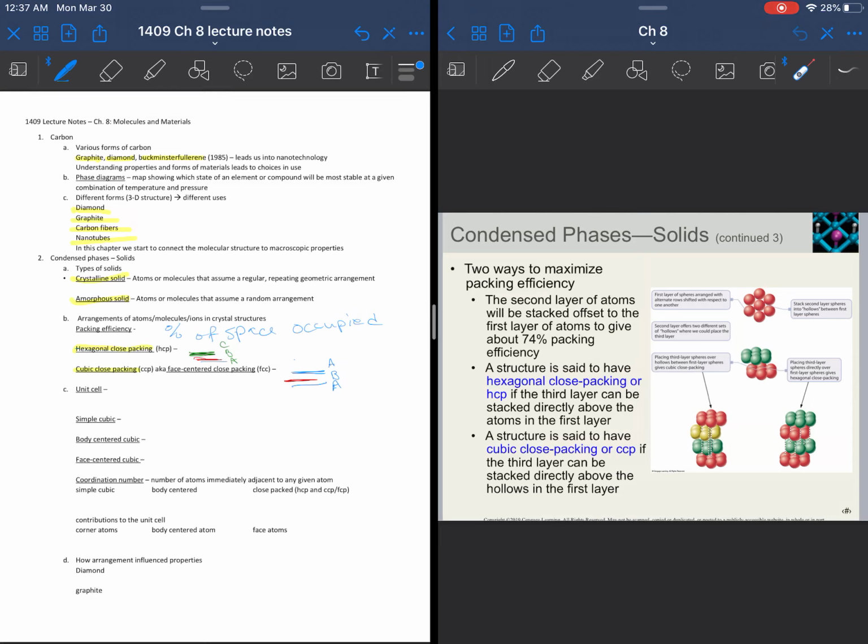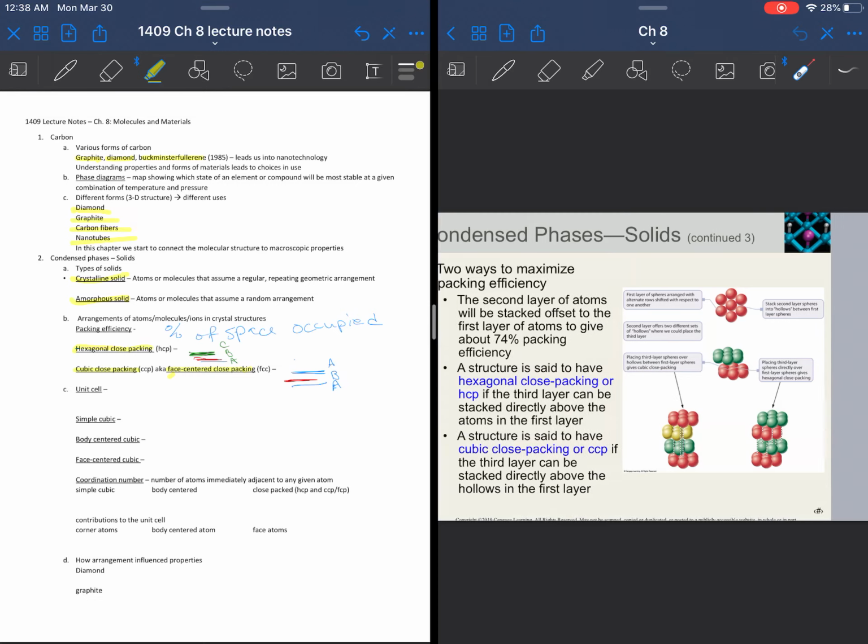So you will see these referenced by HCP or CCP frequently, just to abbreviate. Something that you might want to look out for as you are reading along. Cubic close packing is also sometimes known as FCC, face-centered close packing. Those are synonyms there. All right, so this is ways that our stacks of atoms or ions can be arranged to make an orderly crystalline solid.